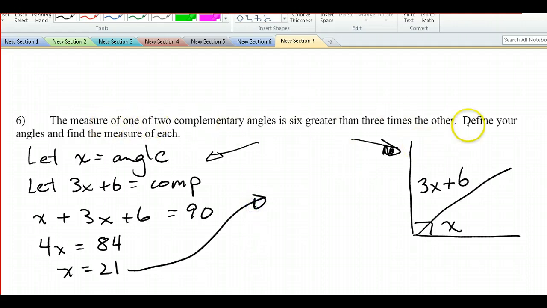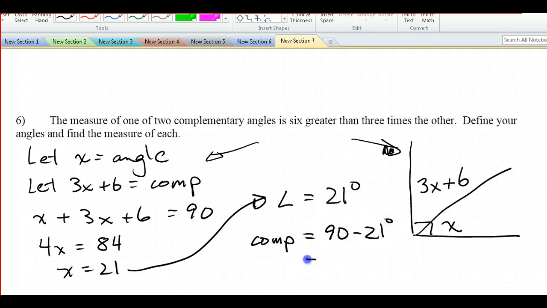Define your angles, and find the measure of each. Okay, so the angle is going to be 21 degrees, and the complement is going to be 90 minus 21 degrees, which is going to be 69 degrees. So another important point here, make sure that you tell me what your numbers are. So I want you to label your answers. Don't just put 21 and 69. Show me that you understand that the angle, the original angle, however you want to write it, is 21 and that the complement is 69.